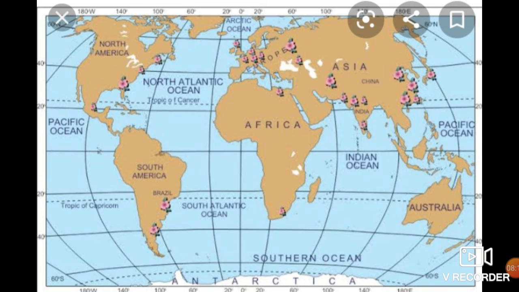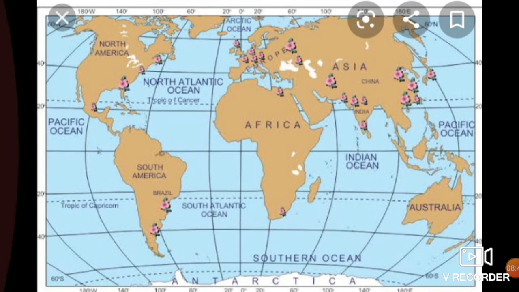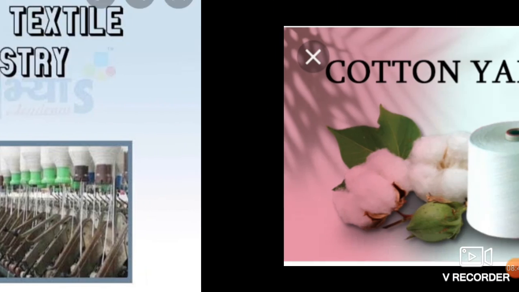So write another question. What are the important cotton textile centers of India? Number 1, Mumbai, Coimbatore, Kanpur, Chennai, Ahmedabad, Kolkata, Ludhiana, Puducherry and Panipat. So these are the important points to be remembered in this part. Clear?